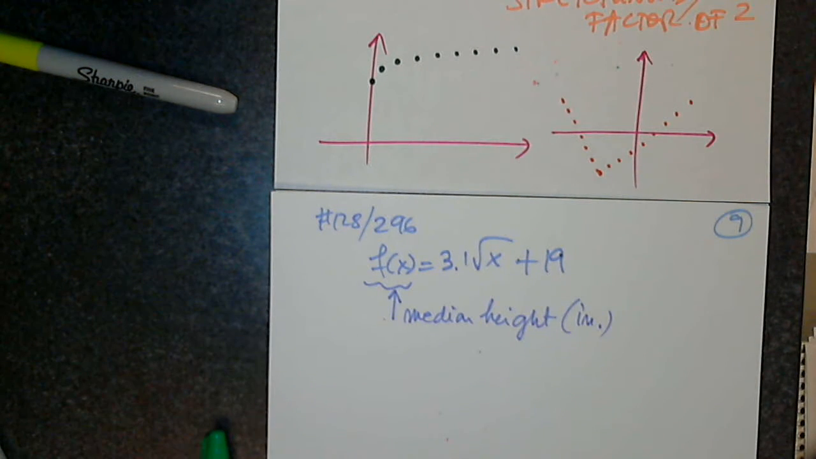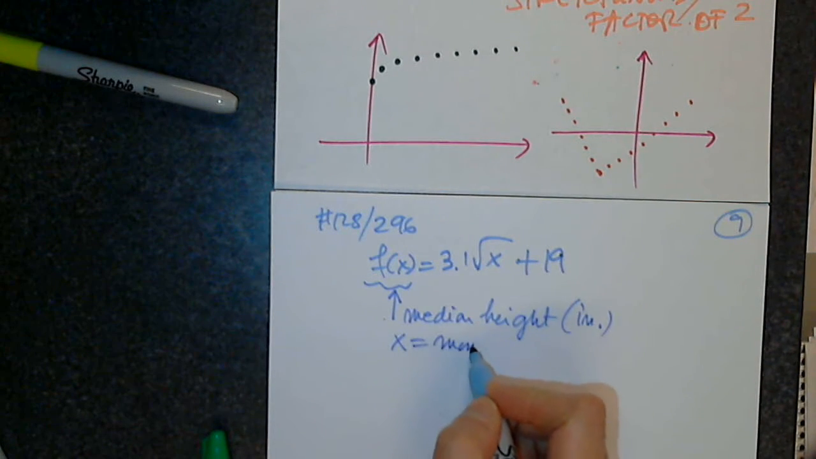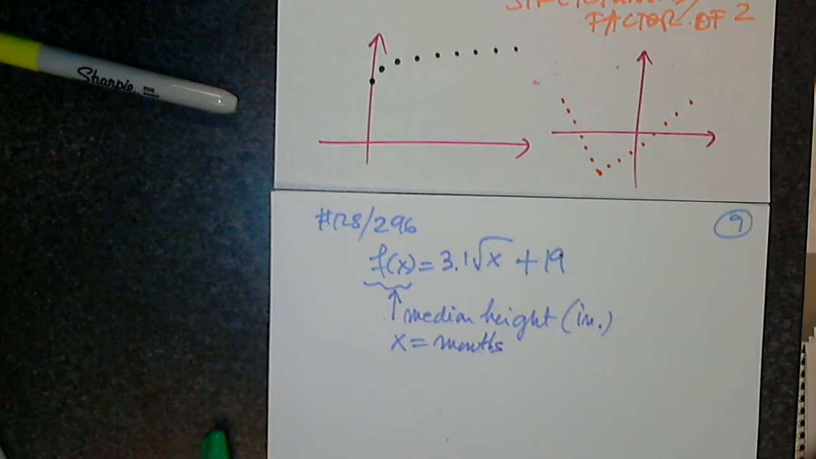Median height in inches of girls who are X months of age. Perfect. The graph of f is shown. Describe how the graph can be obtained using transformations on the square root function. Please explain.